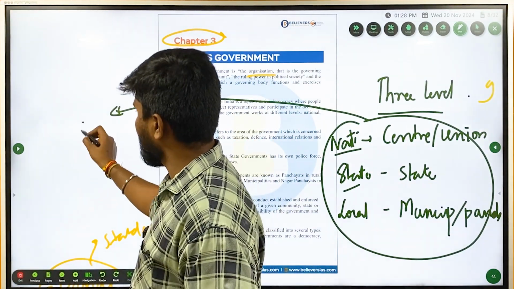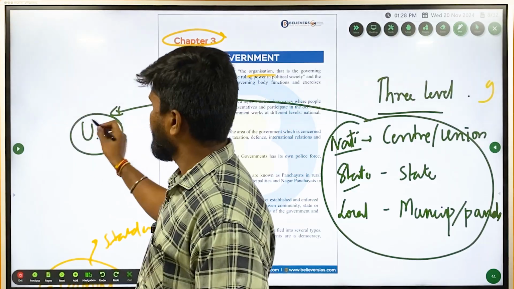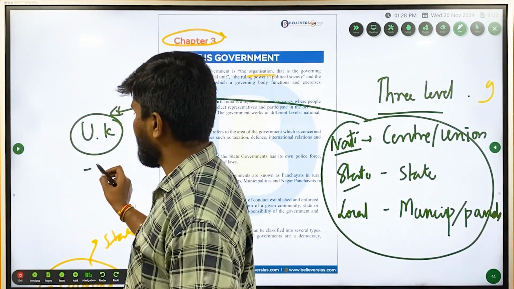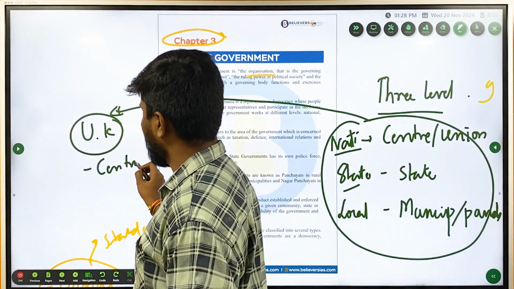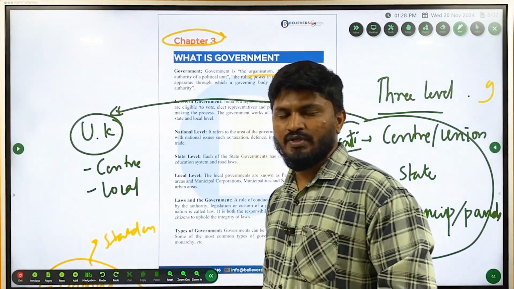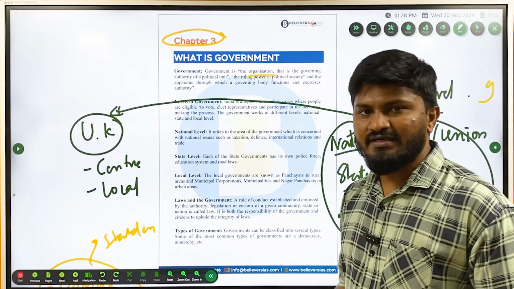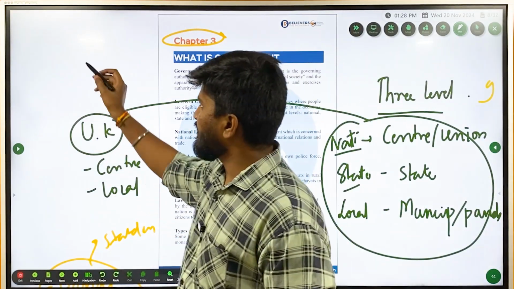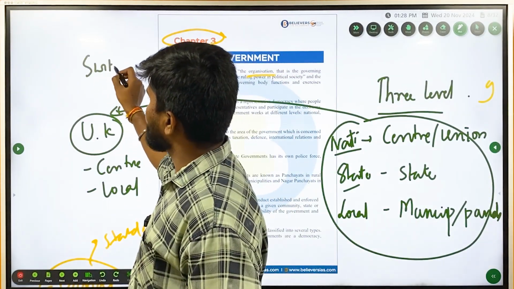For example, in the UK, there are two levels of government. One is the center and another is local. There is no state level governance there. And within different countries, certain countries have only a central government. For example, Switzerland.